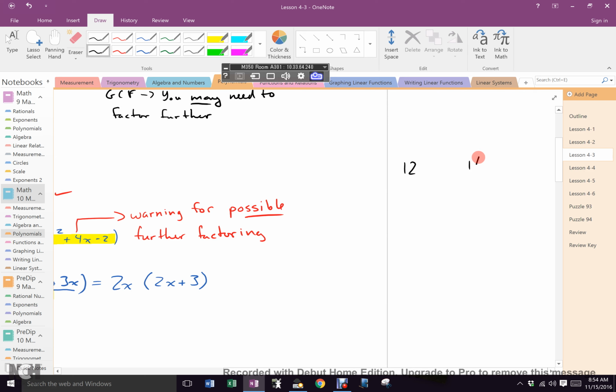12 and 16. What's the GCF? 4. Everybody cool? Okay. So the GCF is 4. GCF is 4. Everybody agree? Okay. X, X. Now what's the GCF? 4x. Everybody cool? X cubed y squared. Or x squared. What's the GCF now?